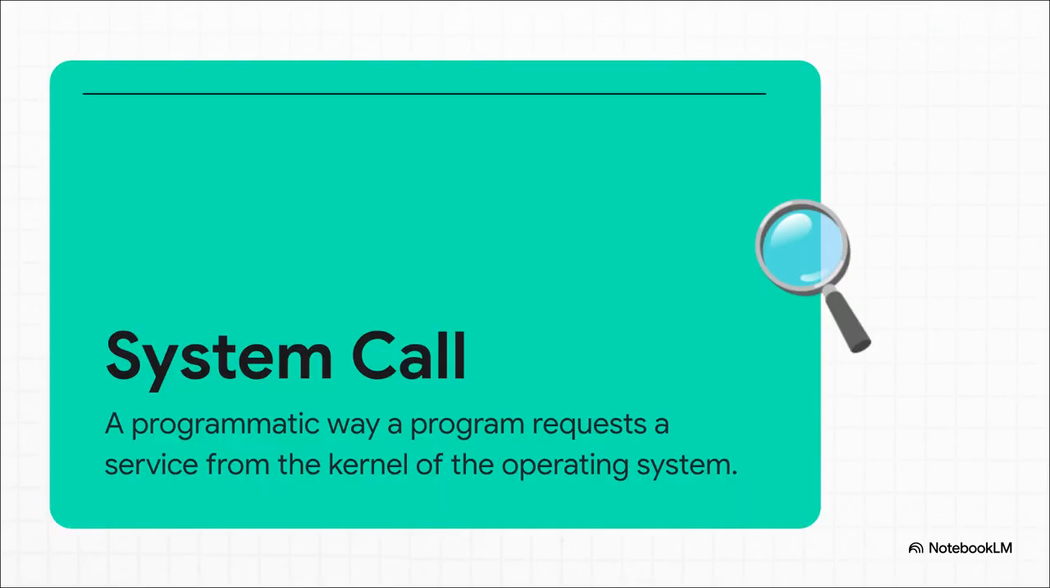And this is the brilliant solution. It's called a system call. It is the formal, programmatic way for an application to request a service from the kernel.